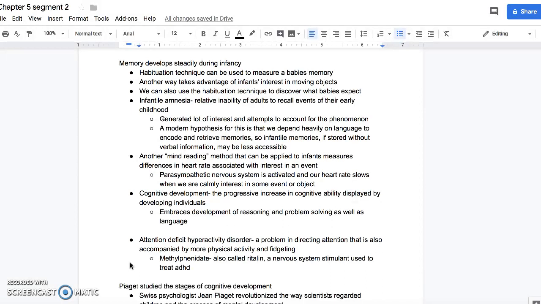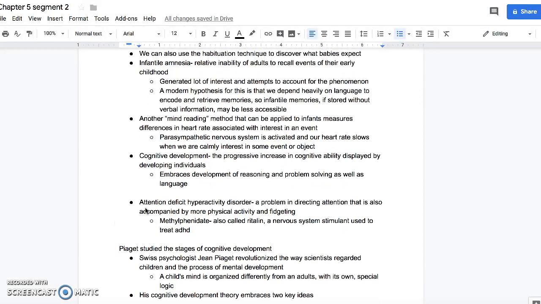A peculiarity of early childhood is that most adults can remember events that happened when they were 5 or 6 years old, but very few adults can recall any memories before that time. This is a result of infantile amnesia, which is the relative inability of adults to recall events of their early childhood. This has generated a lot of interest in attempts to account for the phenomenon.